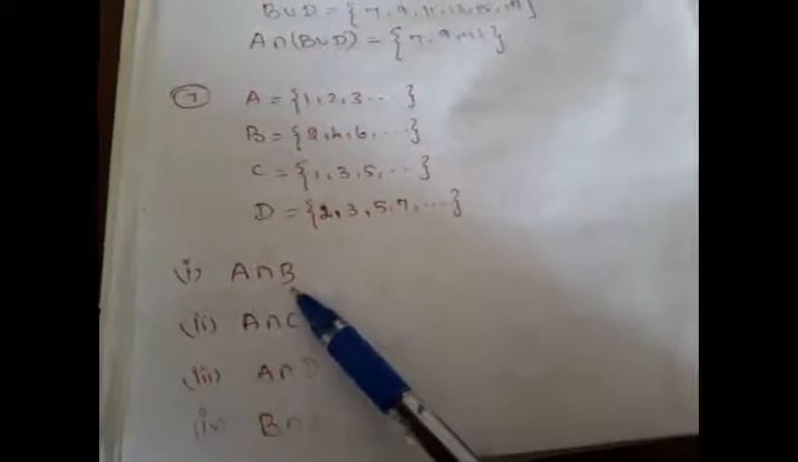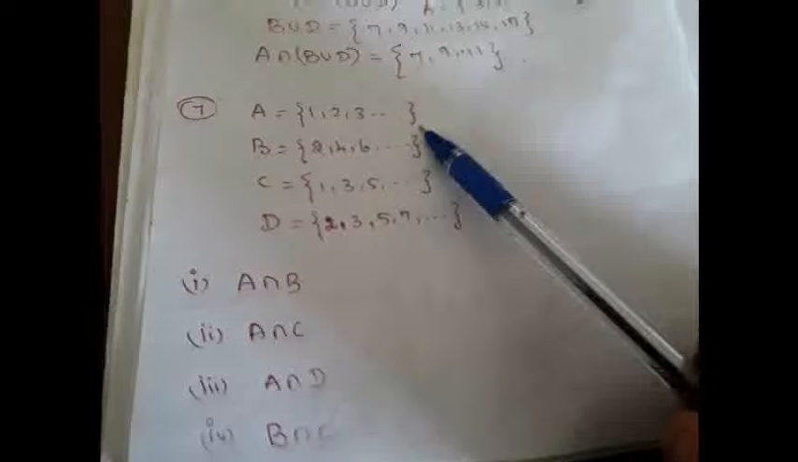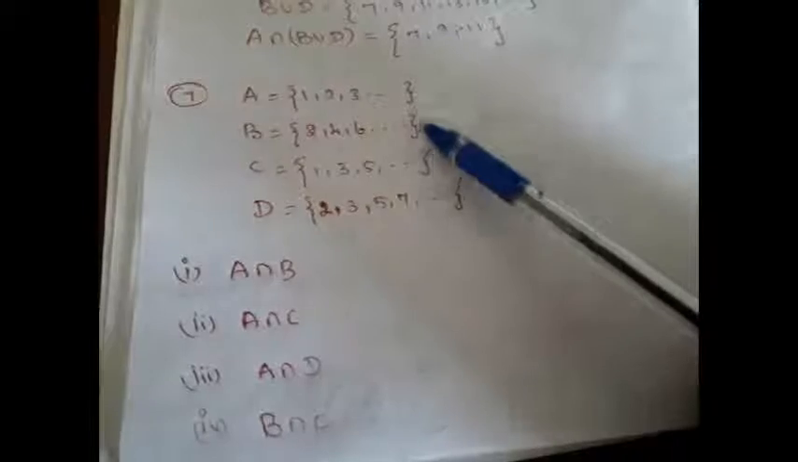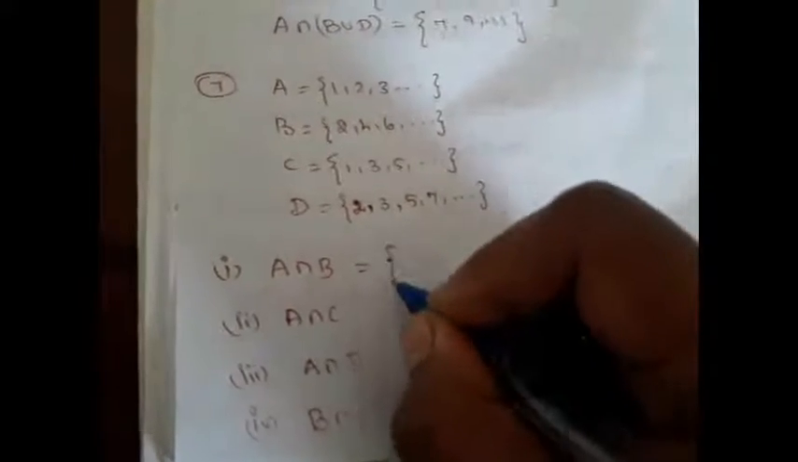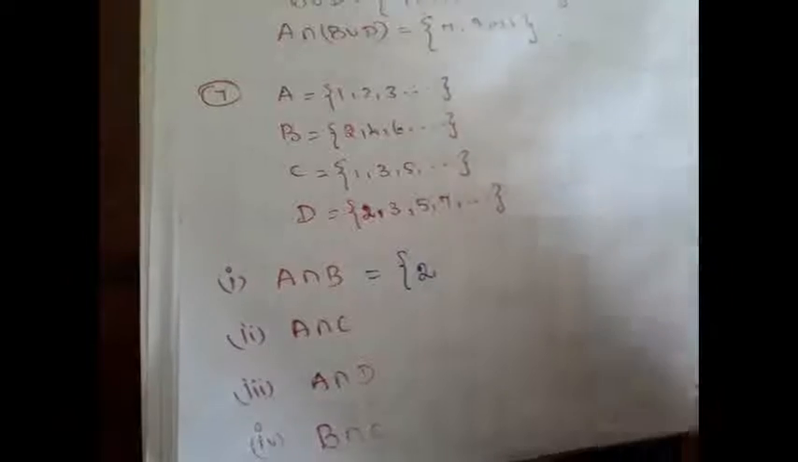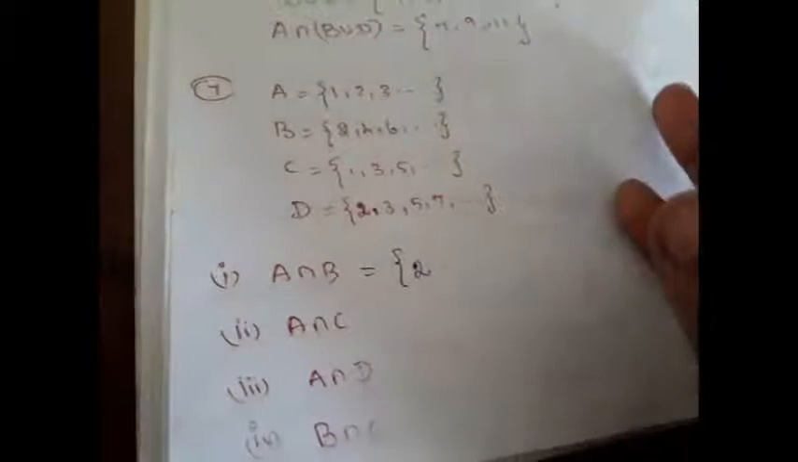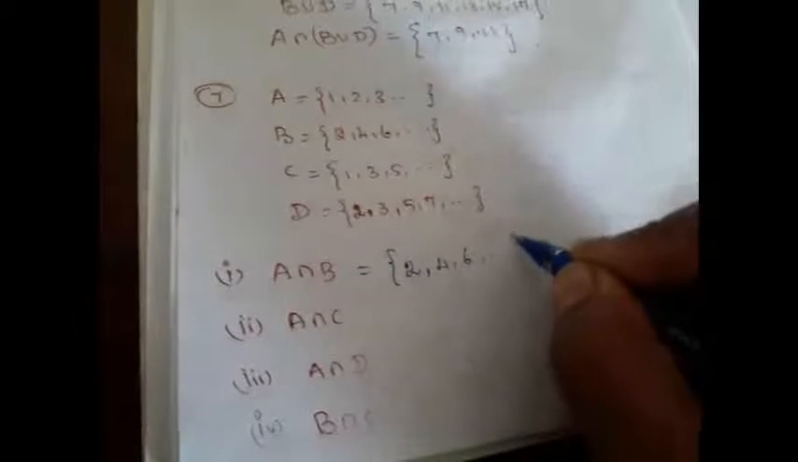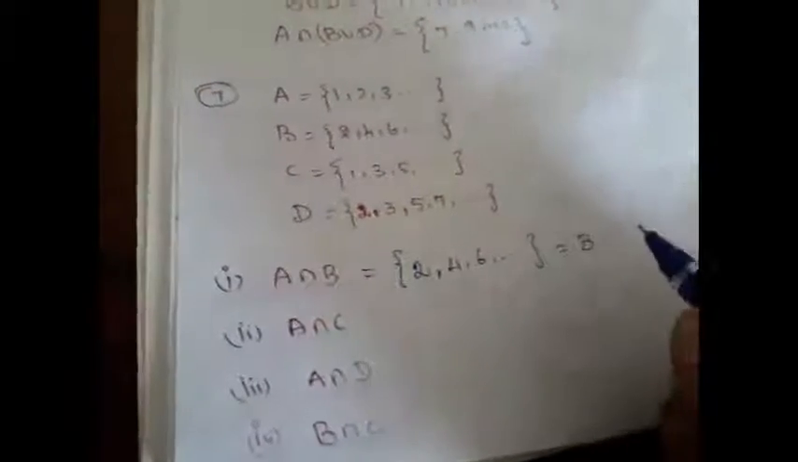Now what is A intersection B? Listen carefully. A is the set of all natural numbers. B is the set of all even natural numbers. So when you find the intersection, what will be in A intersection B? In set A all the numbers are available, in set B only even numbers. So when you find the intersection, obviously you will get the even numbers, 2, 4, 6, etc., which is nothing but set B, right?